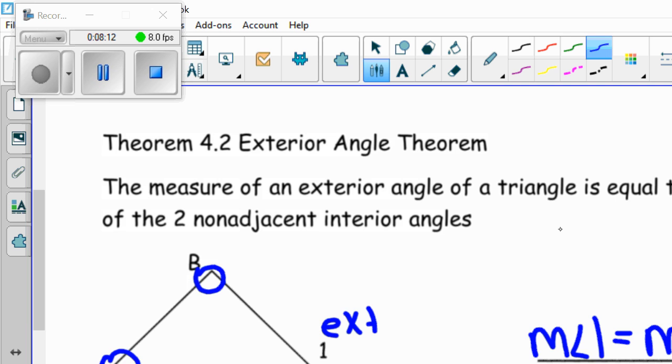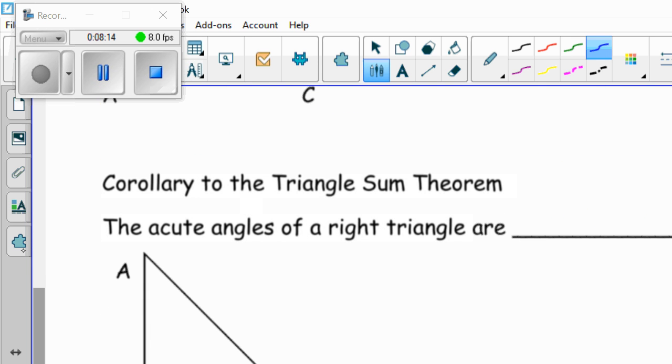And then we have the corollary to the triangle sum theorem. It says the acute angles of a right triangle are complementary. So then we have this picture of the triangle ABC. Angle B is my right angle. So then it tells me that the measure of angle A plus the measure of angle C would have to equal 90 degrees.